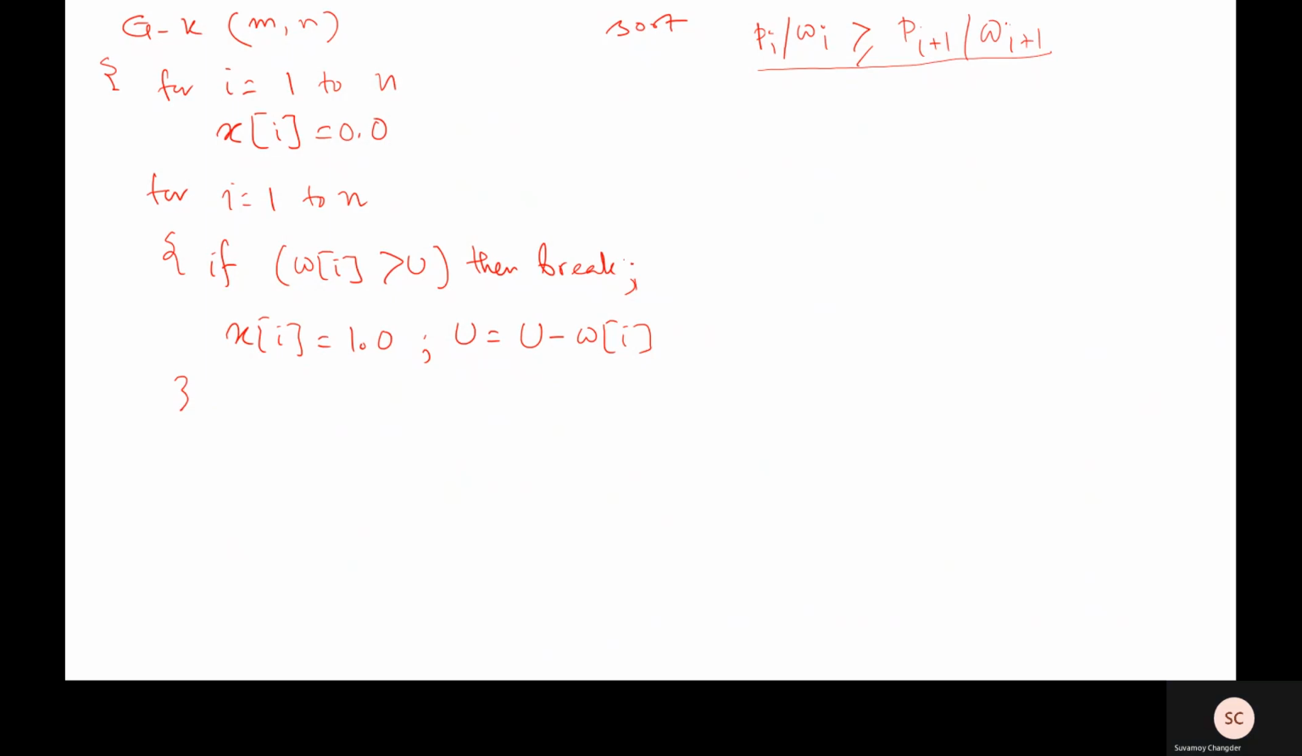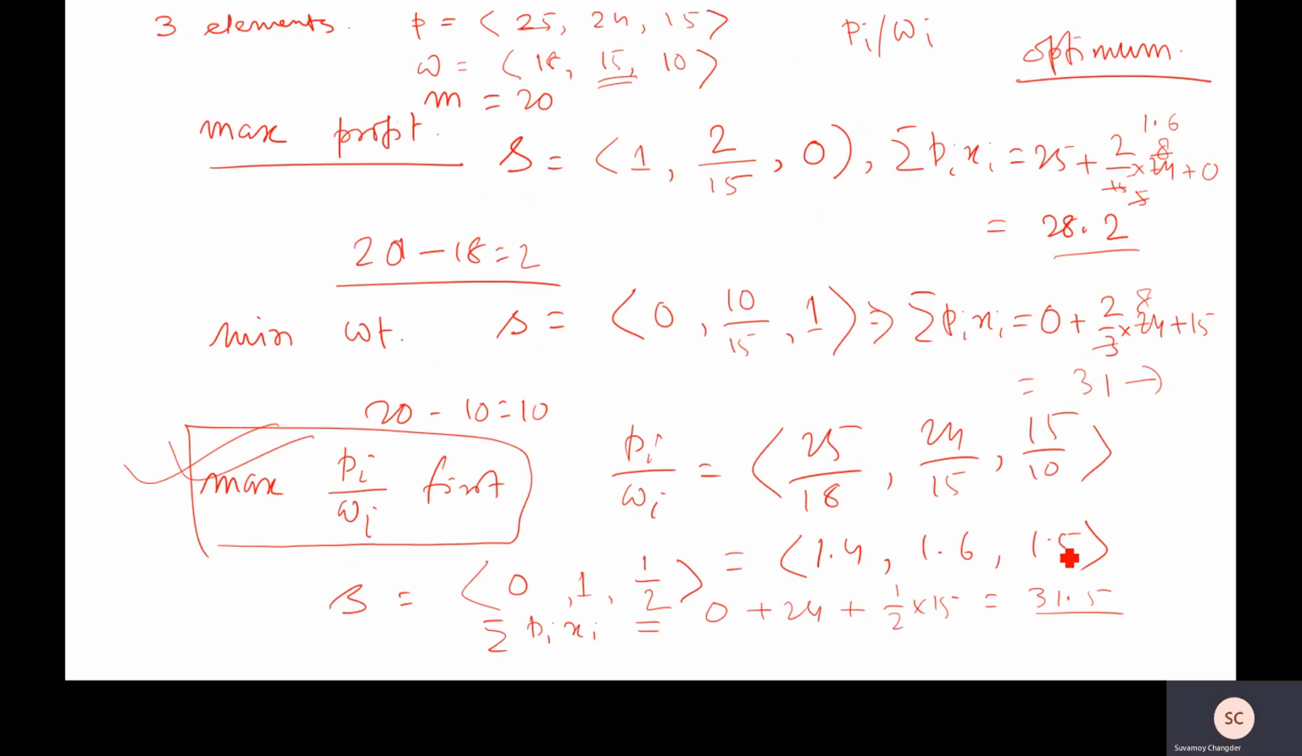And okay, if we still have some elements left, then what can we do? We can select the last element as this ratio, whatever we have, like 5 by 10. Here we have selected half of the element. So 5 was remaining, 5 by 10, that was half. Similarly here, 10 by 15, 2 by 15, like this.